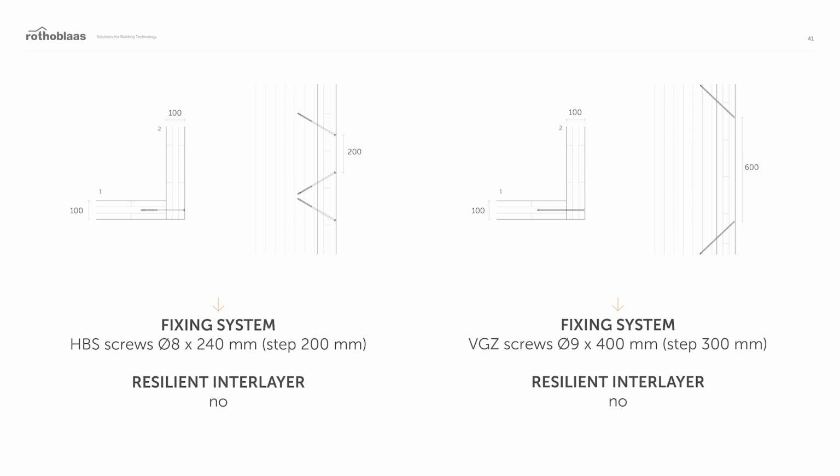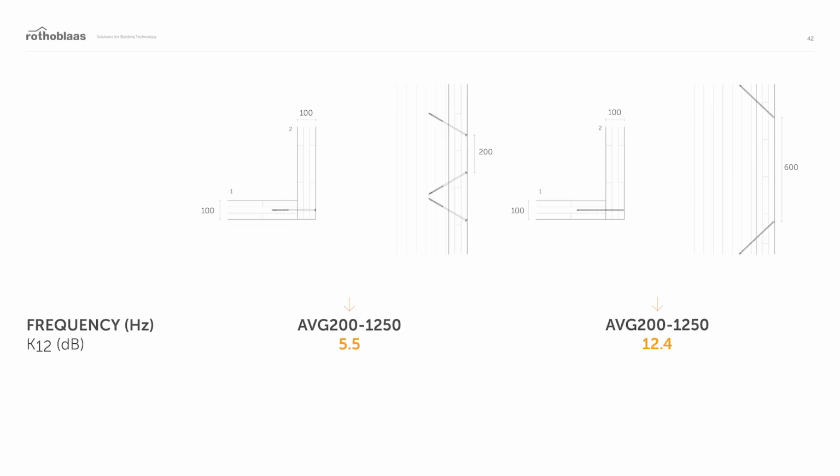On the left, HBS partially threaded screws are used, with a diameter of 8 mm, a length of 240 mm, and a step of 200 mm. On the right, VGZ fully threaded screws are used, with a diameter of 9 mm, a length of 400 mm, and a step of 300 mm. In this next slide, under the images, you can see the average values of Kij through the path.